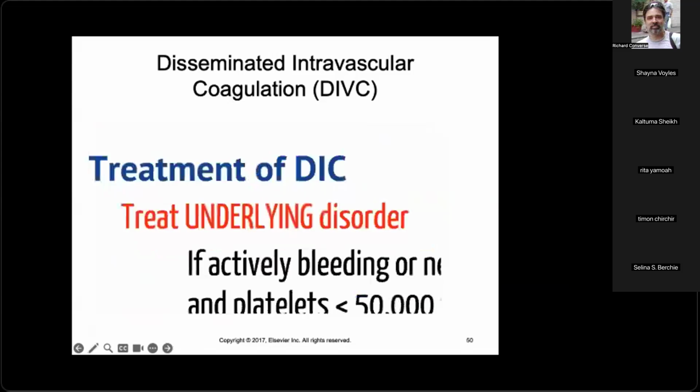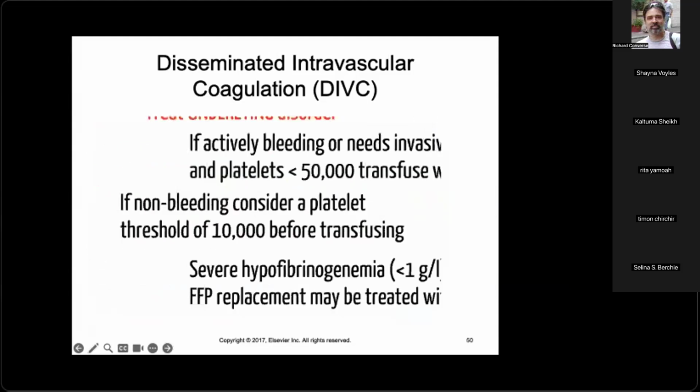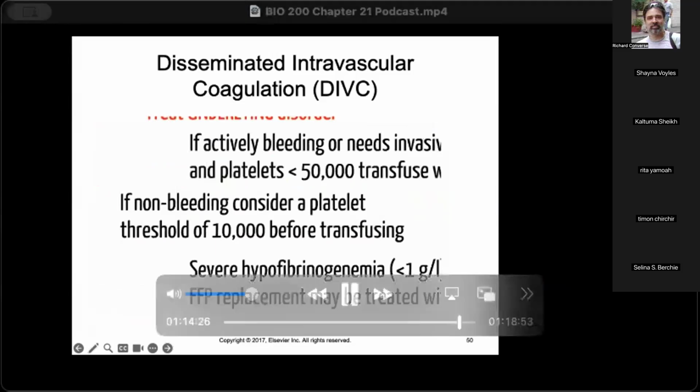For treatment, you always want to treat the underlying disorder for DIC because DIC is a secondary diagnosis. But if the patient is actively bleeding or needs an invasive procedure and the platelets are less than 50,000, I would go ahead and transfuse them with platelets. Now, in non-bleeding patients, our general goal is greater than 10,000 platelets. Just because less than 10,000, your risk of spontaneous bleeding is so high.